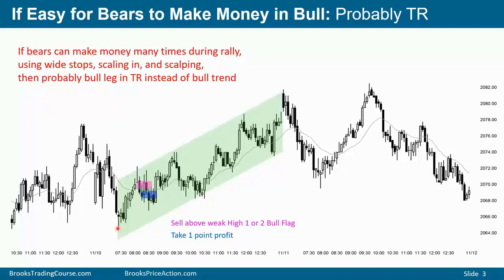The bulls have a double bottom and they're trying to reverse up. Is this going to be the start of a bull trend, or is this going to be a bull leg in a trading range? The rally can last 2 or 3 hours, 30, 40, 50 bars. However, it's still more likely going to be a leg in what will become a trading range and not the start of a bull trend.